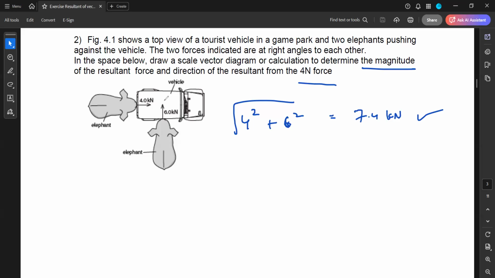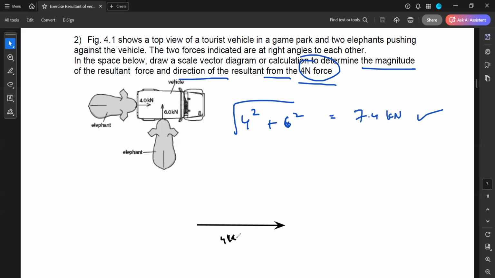But the second part is what? Resultant. We need the direction of the resultant from the 4 kilonewton force. So which vector should I draw first? 6 or 4? 4. So I should draw 4 first. So first we'll draw 4 kilonewton. As you can see, the 4 kilonewton is toward the right hand side. So I drew 4 kilonewton toward the right hand side. Then what about the second?